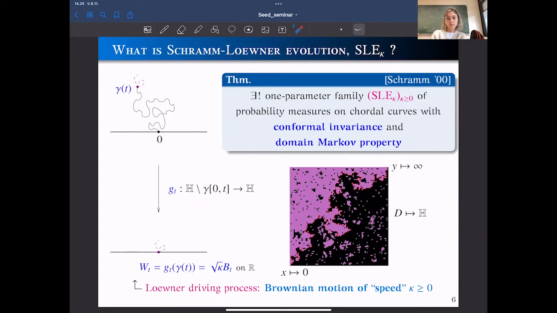So in particular, if I sample a Brownian motion, I can go backwards for each time t. I know where the Brownian motion is. If I go with the GT inverse, if I know these maps, I will find where the tip of the curve is. If I let the time go, then I can explore somehow the whole curve. So this is often called Loewner evolution. And Schramm just said, okay, let's take Brownian motion to generate a random curve, and let's see what we get.